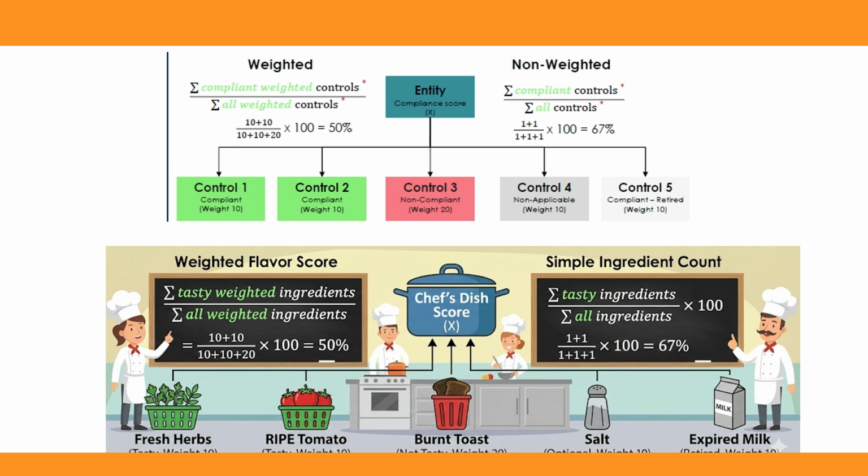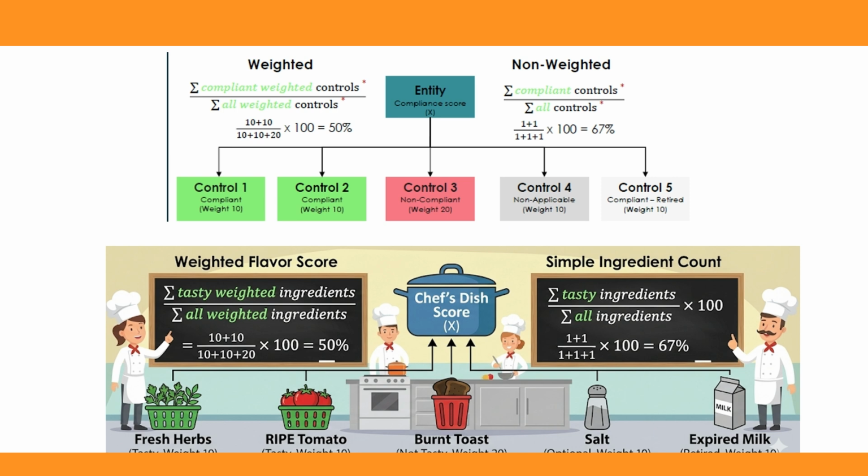Now let's try to understand the other way, which is the non-weighted score, the counting method. Let's give it a name: the counting method with simple ingredient count, where the result is coming as 67%. This method is simple counting. It doesn't care about size or flavor or intensity. It just asks you, is it good or bad? The math is one good herb plus one good herb, which equals two items.